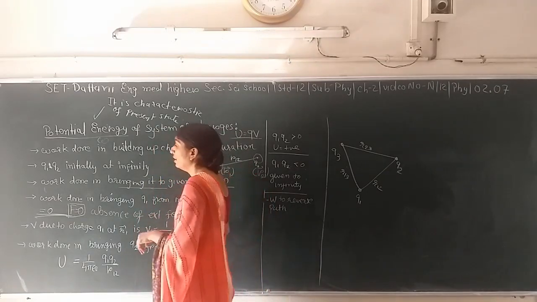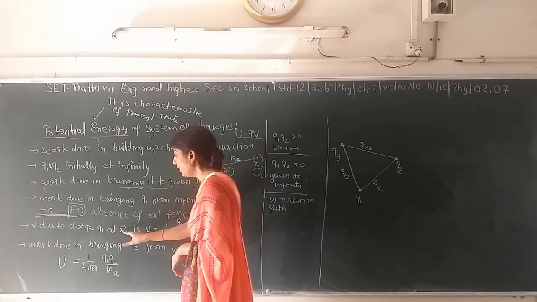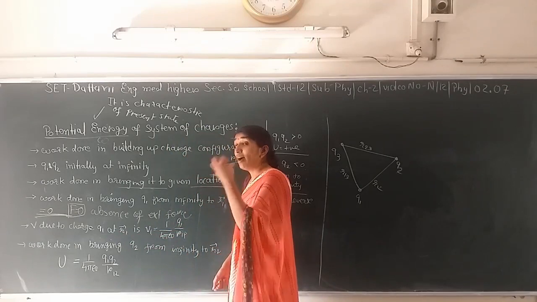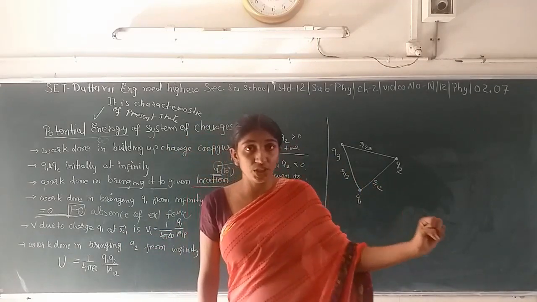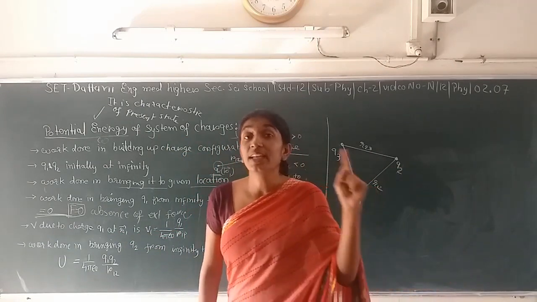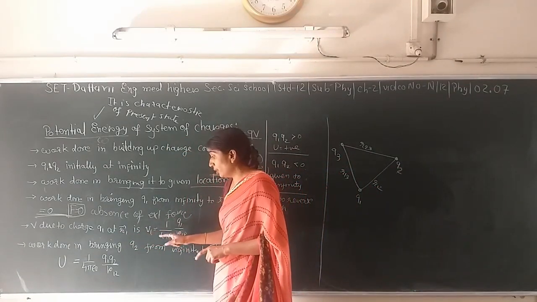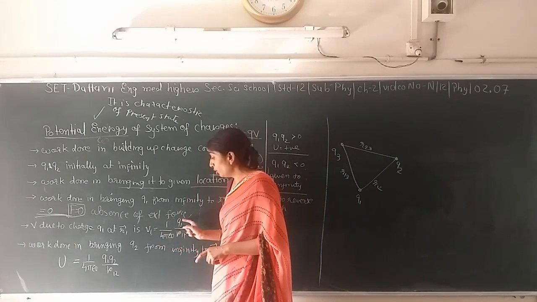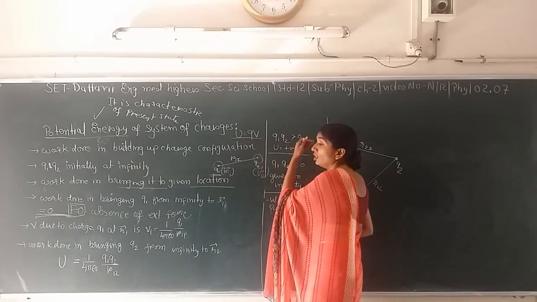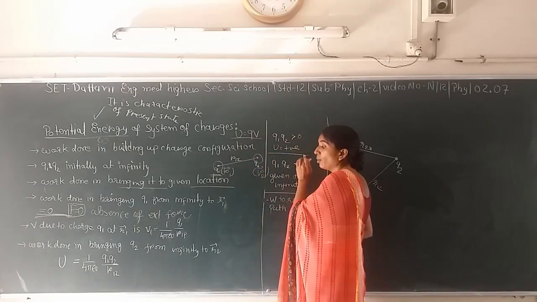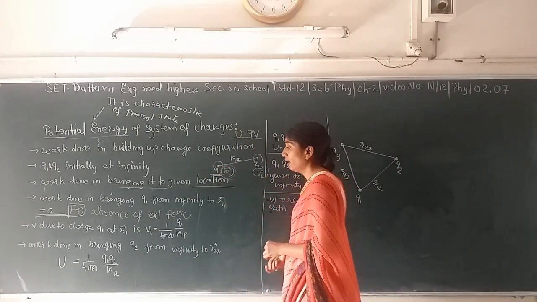Next is potential due to charge Q1 at R1. Now I have brought this charge Q1 from infinity to position vector R1. At this point, it has potential V1 is equal to 1 over 4 pi epsilon naught Q1 upon R1P. We are just saying that at infinity there is a point P, and from point P we are bringing this charge up to position R1.